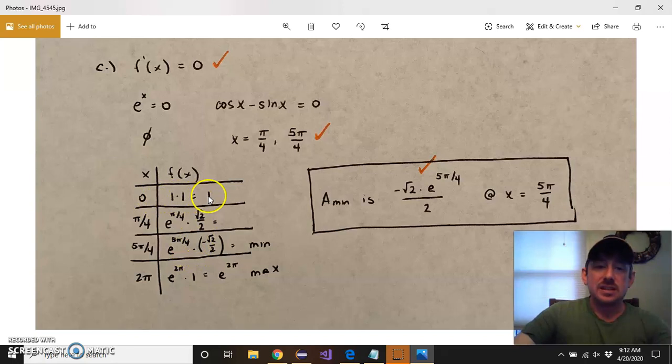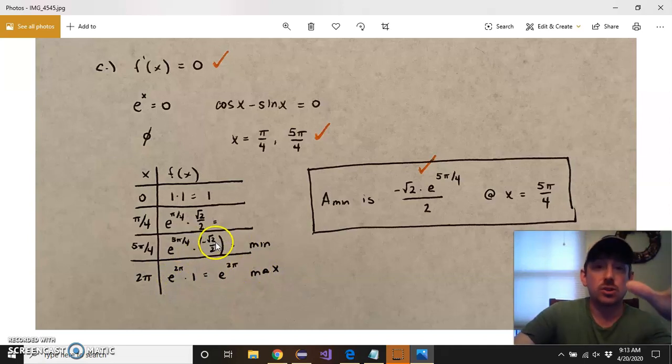Plugging 0 in is easy enough. I just get 1. Plugging in pi over 4 gives me, I was going to try to estimate these, but it turned out I didn't really need to. I'll come back to that in a second. e to the pi over 4 times root 2 over 2. Whatever the heck that is. Plugging in 5 pi over 4 gives me e to the 5 pi over 4 times a negative number, negative root 2 over 2. And then plugging in 2 pi gives me e to the 2 pi times 1, which I'm assuming is going to be my max.